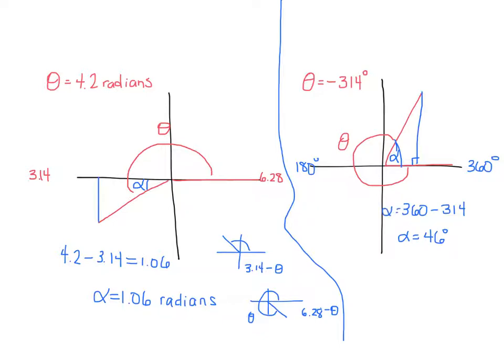So remember, your reference triangle is always drawn to the x-axis, and to find it, depending on if you're working in degrees or radians, you will subtract or add to 180, 360, 3.14, or 6.28, depending on where your angle is located.